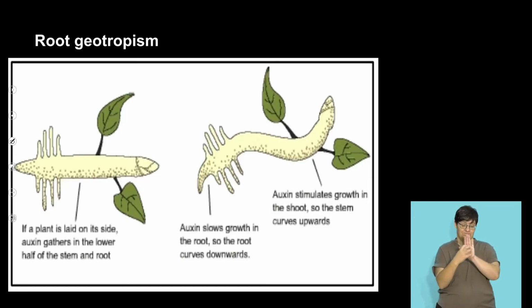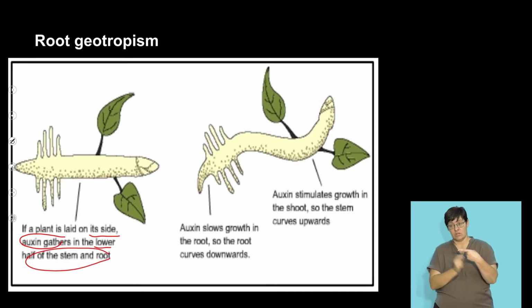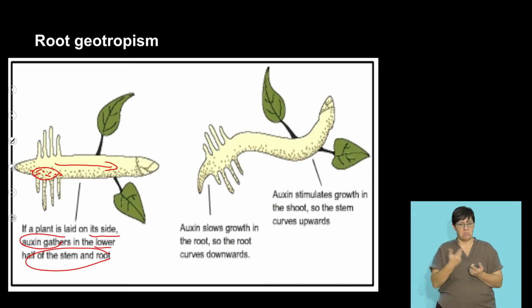Here I have an illustration where we've got that plant that is placed in a horizontal orientation. Okay, if we look at this, we see that the plant is laid on its side and the auxins gather in the lower part of the stem and root. So the plant is placed along a horizontal surface, and at the bottom of that we see the accumulation of the auxins. How does this influence the development of the meristematic tissue?